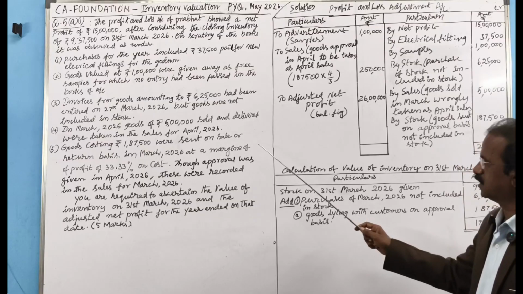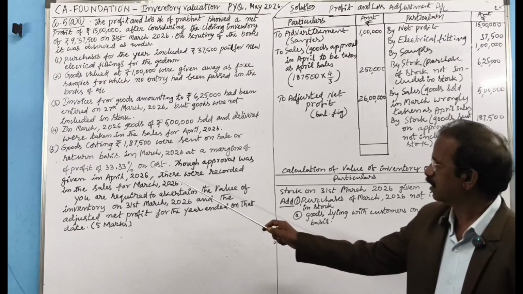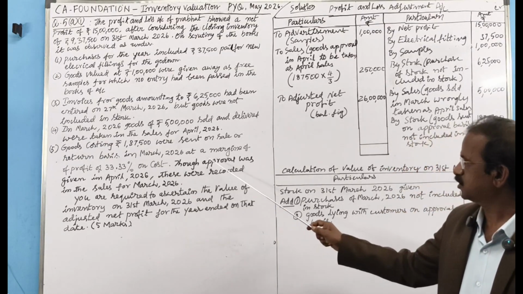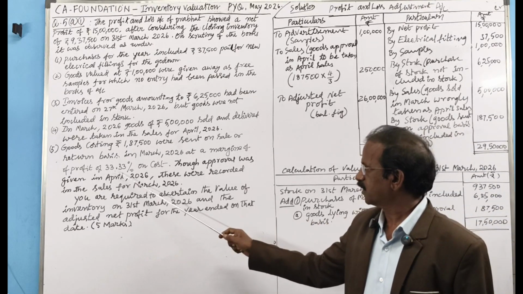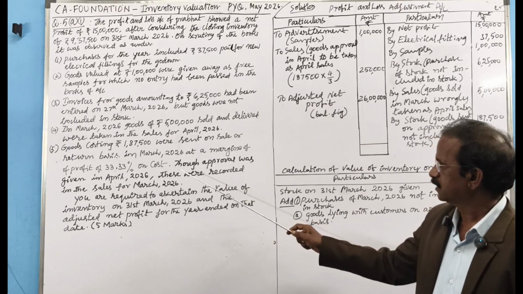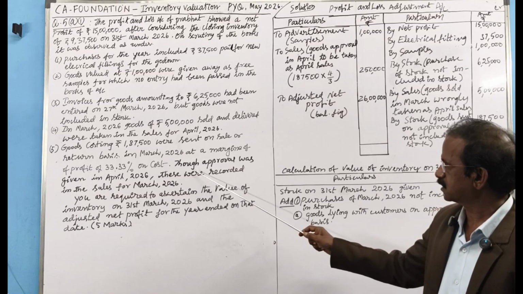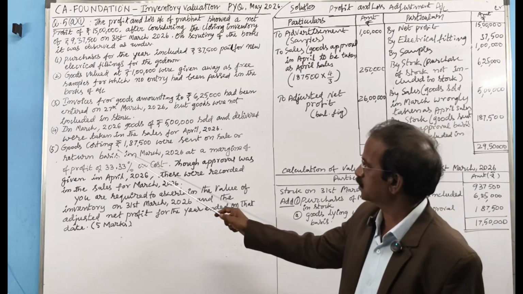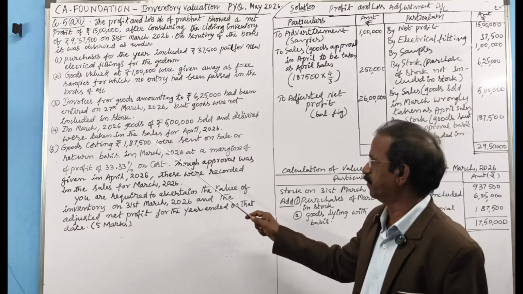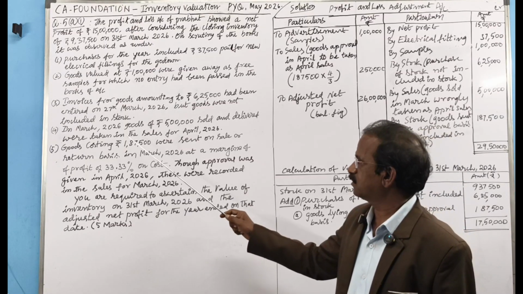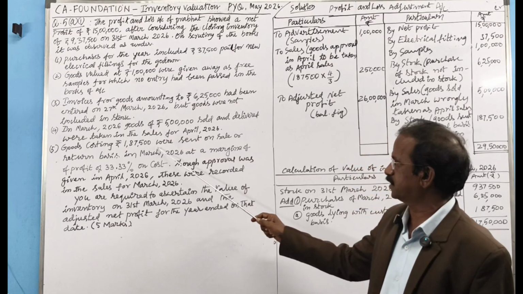Fifth one, goods costing 1,87,500 were sent on sale or return basis in March 2026 at a margin of profit of 33.33% on cost. What is this? Goods costing 1,87,500 means the cost of the goods is 1,87,500.